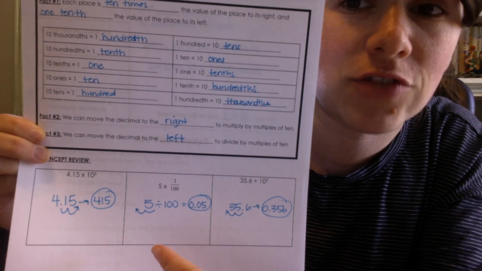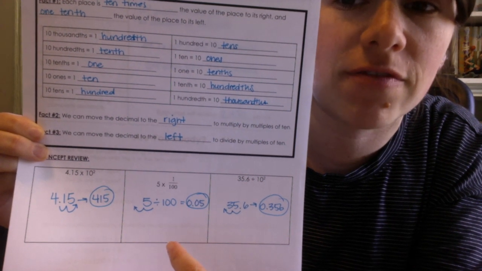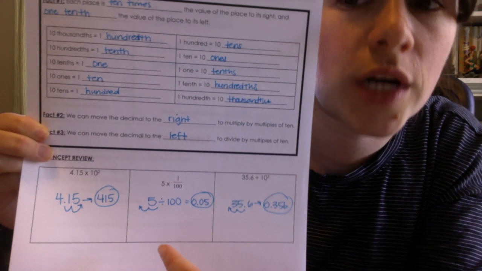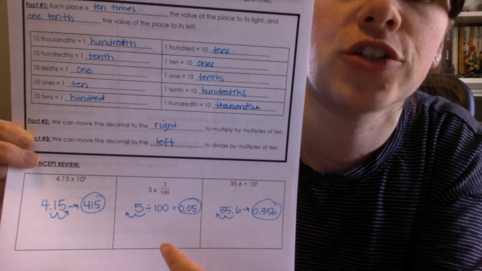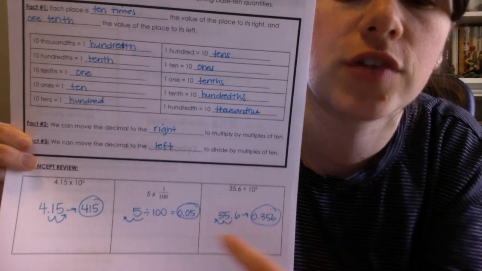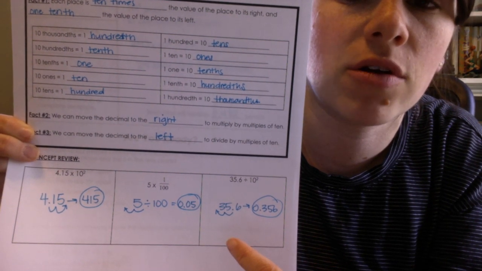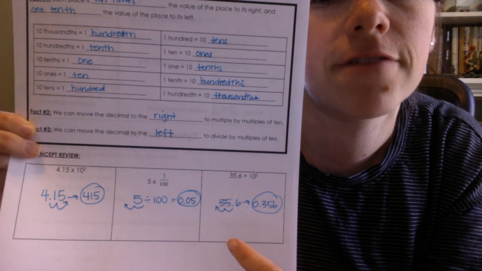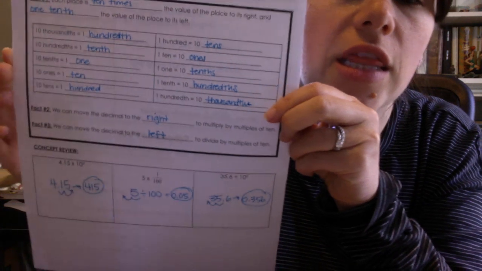If you think back to leave, change, flip with fractions, 5 times 1 over 100 is the same as 5 divided by 100. So 1/100th is the same as dividing by 100. So 5 divided by 100 is 0.05, or 5 hundredths. And finally, 35.6 divided by 10 to the second power means move the decimal 2 places to the left, giving you 0.356, or 356 thousandths. That should be fairly simple for you.